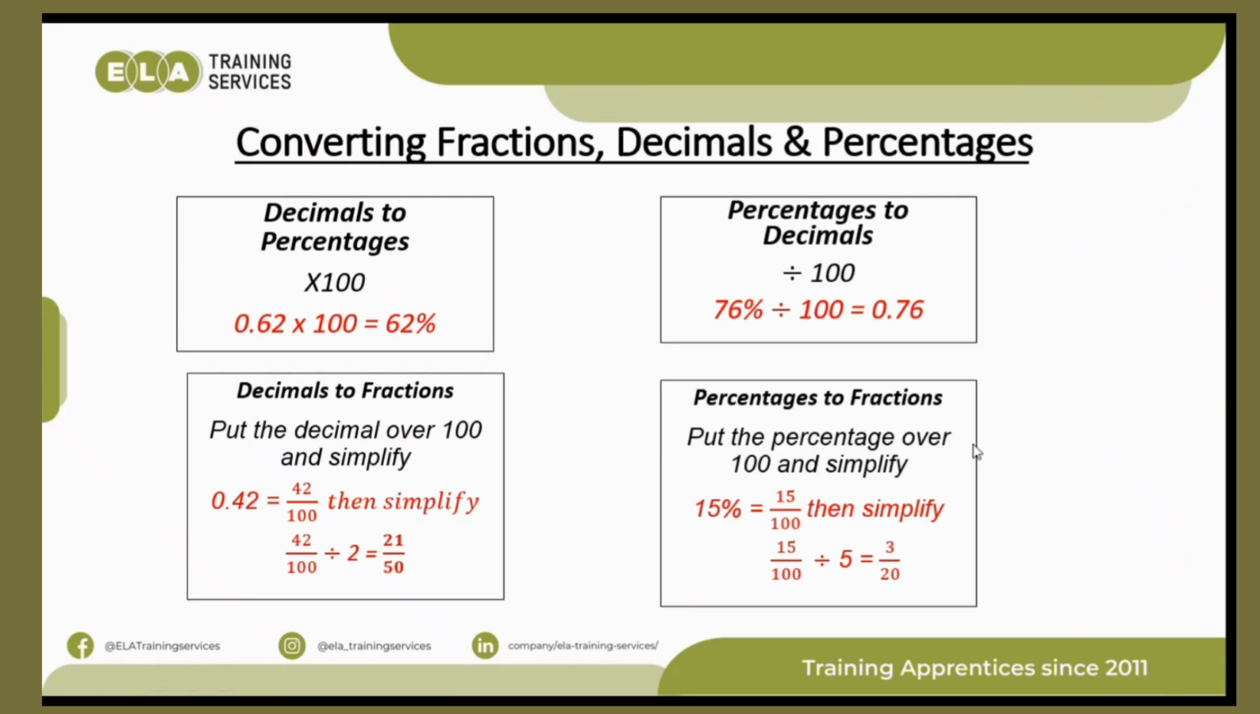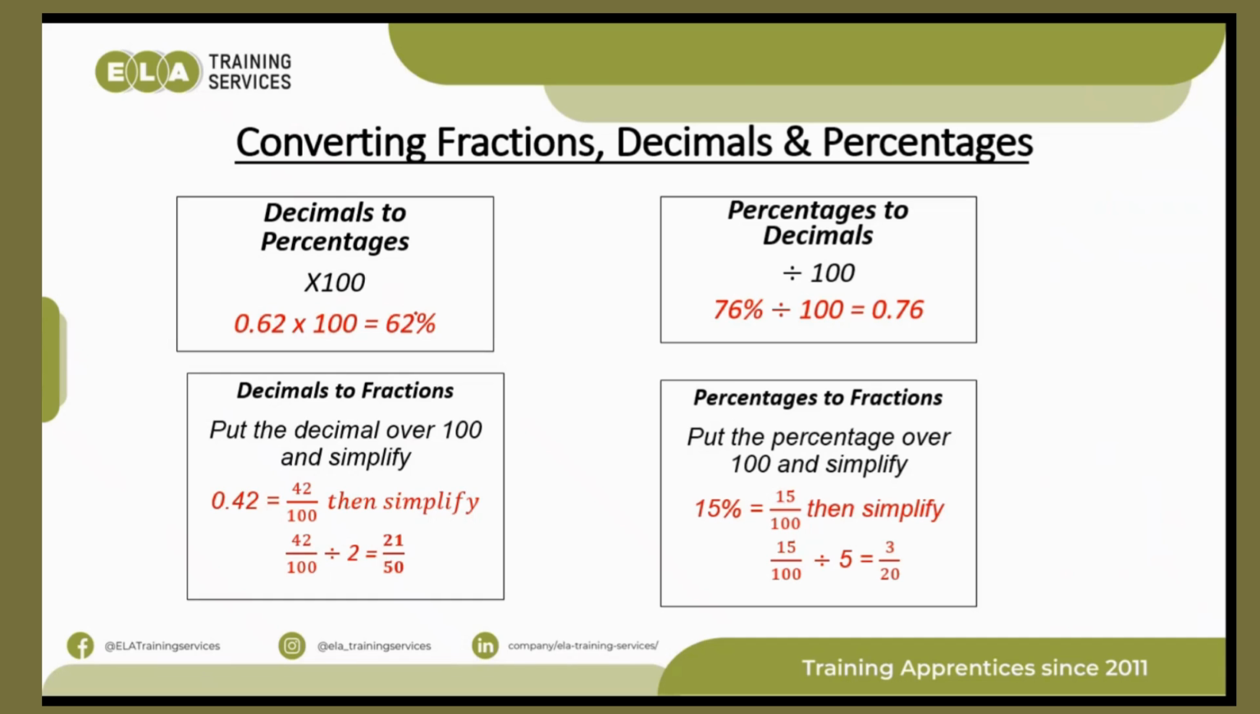So the first thing that we are going to look at today is converting fractions, decimals, and percentages to each other. When we are converting from decimals to percentages, we multiply the decimal by 100. So we move the decimal point 2 places to the right, and that gives us our percentage.